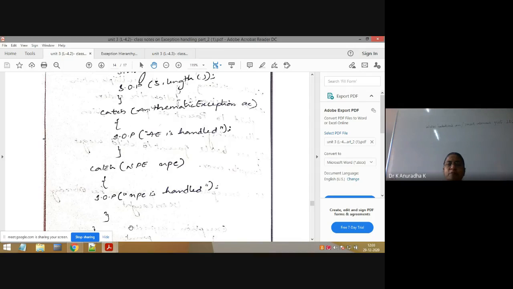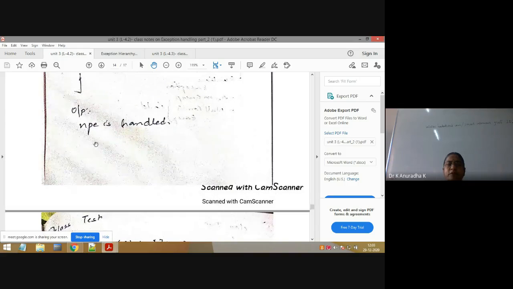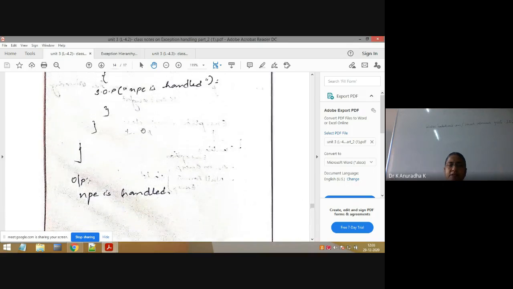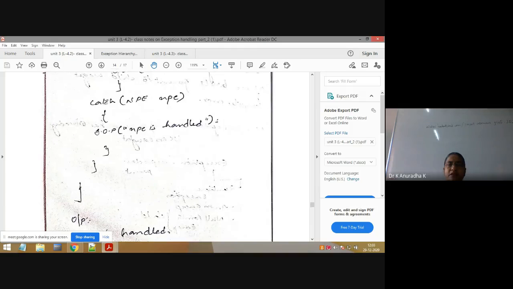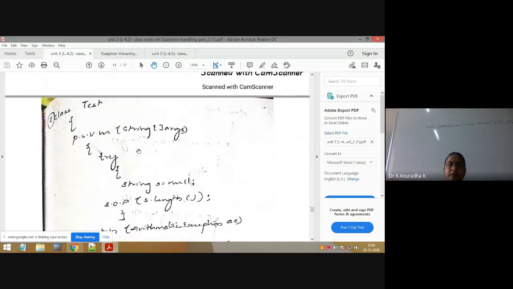Even if you write multiple catch blocks, it will execute only one catch block at a time, and that too the matching catch block. So that is the concept of try with multiple catch blocks. So what will be the output? Null pointer exception is handled, because it is the matching catch block. That's why the JVM will execute this one. So this is the first program on try with multiple catch blocks.